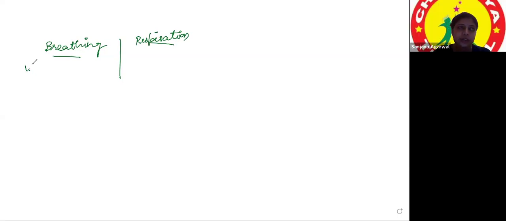Basically, you can write respiration is a biochemical process, whereas breathing can be called a physical or mechanical process. So write the first point, this only. Breathing is a physical or mechanical process. You can write physical also, or you can write mechanical also. And same point of respiration, it is a biochemical process.